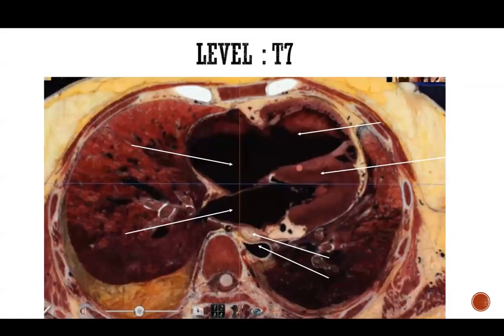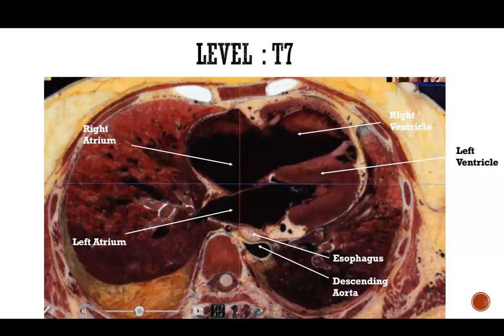This is the anatomage. Obviously, this is the left ventricle, right ventricle. Always start with the right ventricle. The most anterior is the right ventricle, left ventricle, right atrium, left atrium. This is the mitral valve, tricuspid valve, esophagus, descending aorta. This is the azygos vein.